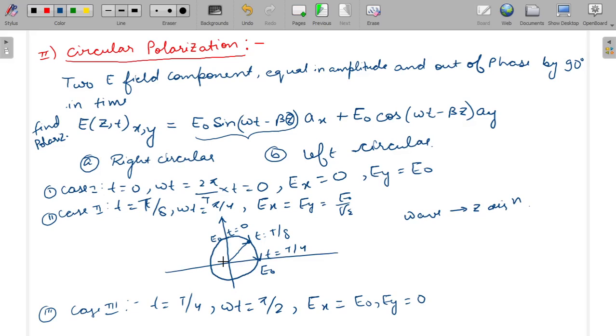See, if you use the right hand, when the thumb is up, the fingers curl in the anti-clockwise direction. But here in the question, the wave is in the clockwise direction. See, this direction is clockwise.